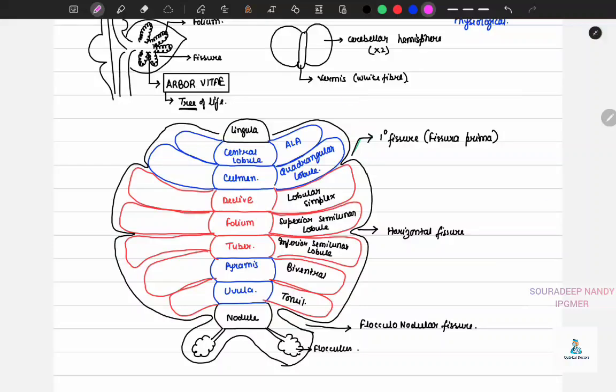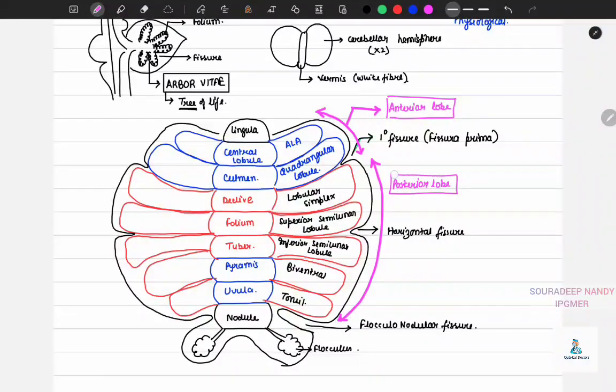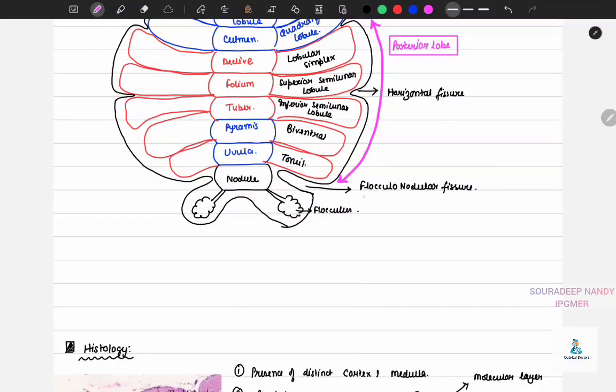So this whole lobe is termed as the anterior lobe. This whole lobe from fissura prima to the flocculonodular fissure is the posterior lobe, and from the flocculonodular fissure, this lobe is termed as the flocculonodular lobe because it includes the flocculus and the nodule.